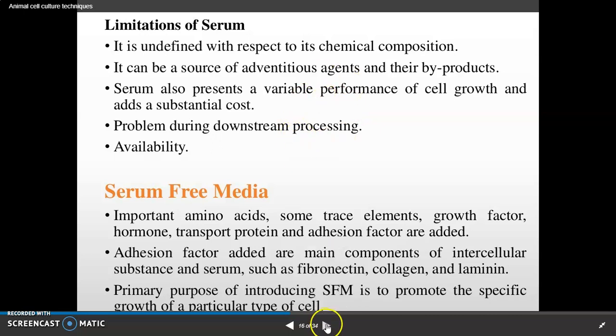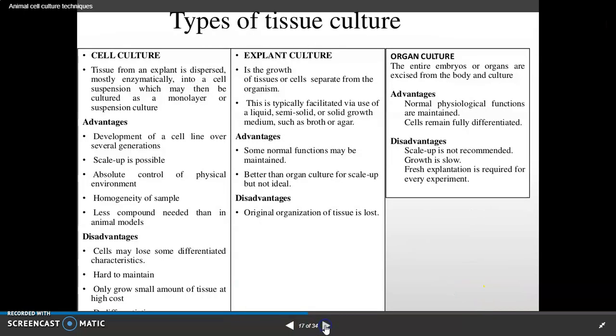Then serum-free media you can also prepare. Important amino acids, some trace elements, growth factors, hormones, transport proteins and adherence factors are added. Added factors are the main components of the intercellular substance and serum, such as fibronectin, collagen and laminin. The primary purpose of introducing SFM is to promote the specific growth of a particular type of cell.